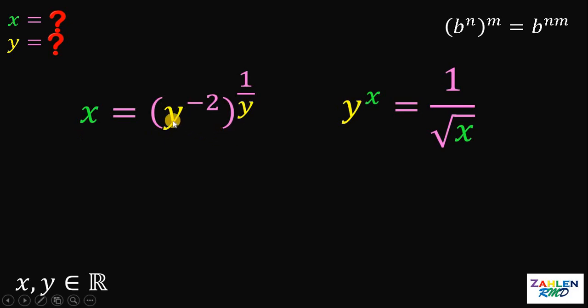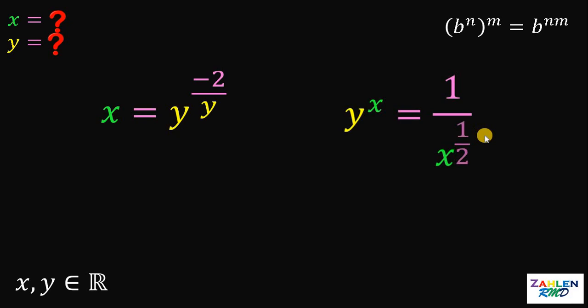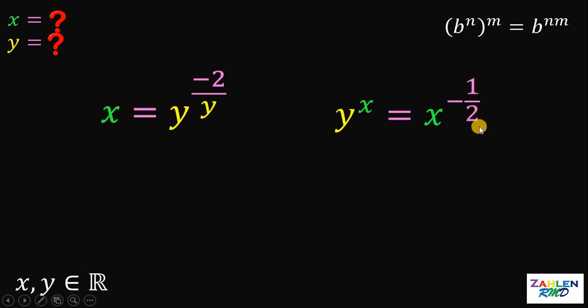On the right-hand side, this is negative 2 raised to 1 over y, or simply y raised to negative 2 over y. Now, let's have the second equation. We now have the value for x in terms of y. On the second equation, the square root of x can be written as x raised to 1/2, and 1 over x raised to 1/2 can be written as x raised to negative 1/2. Now, we know that this x is y raised to negative 2 over y, so we can replace all this x with y raised to negative 2 over y.